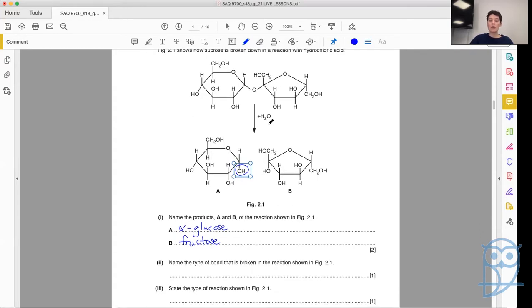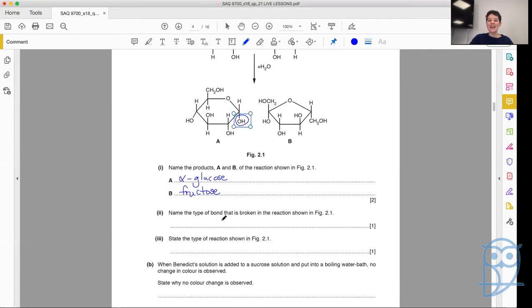Name the type of bond that is broken in the reaction shown in figure 2.1. So what is this bond? A bond within a carbohydrate is a glycosidic bond.